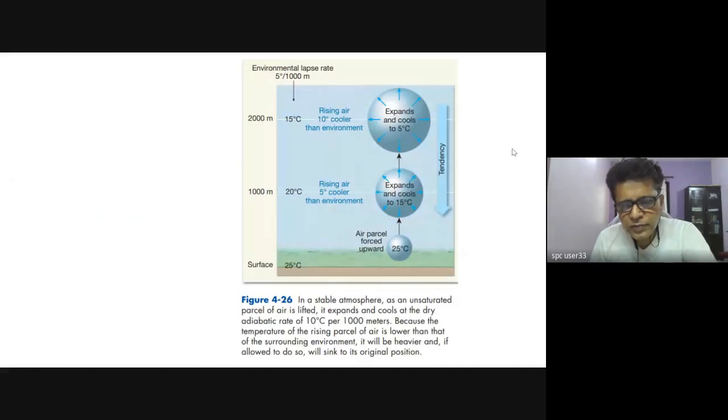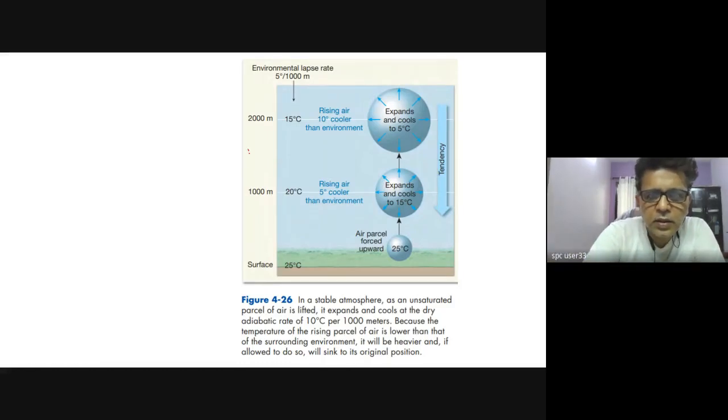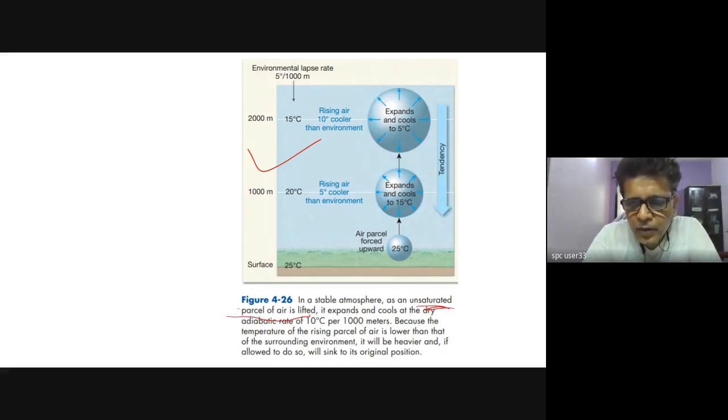Now let us see what happens in a stable atmosphere. When an unsaturated parcel of air is lifted, what is going to happen? This is unsaturated, so the fall is going to be 10 degrees. So 25 to 15, 15 to 5, 10 degrees at each level, because the temperature of the rising parcel is lower than the surrounding air.